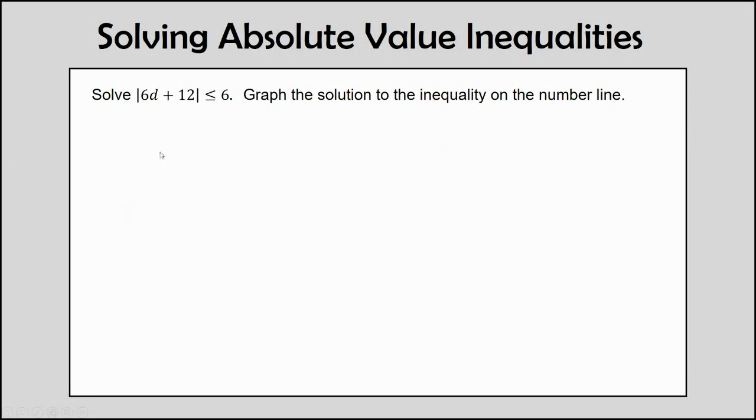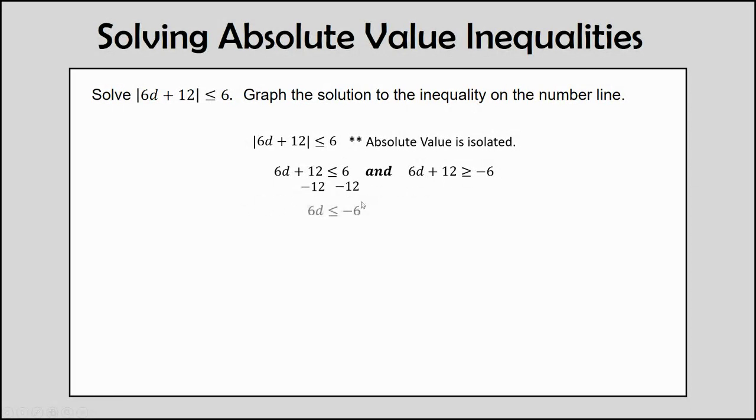Last one. Again, process. Absolute value, is it isolated? Yes, it's over here on the left by itself. We got less than or equal to 6. So less than or equal to 6 means we're going to write "and." 2 cases: 6d plus 12 is less than or equal to 6, and 6d plus 12 is greater than or equal to negative 6. This will give me my 2 cases. And then we solve them.